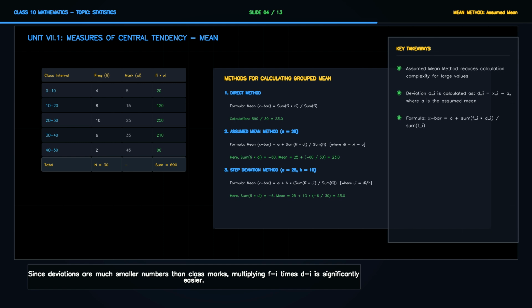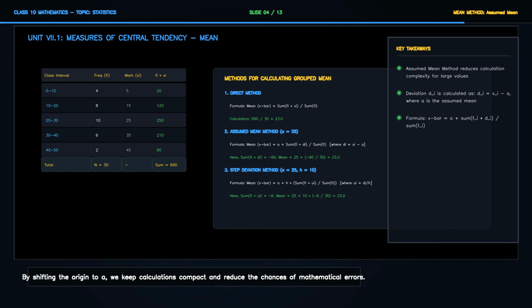The mean, x bar, is then calculated as the assumed mean, A, plus the sum of fi di divided by the sum of fi. By shifting the origin to A, we keep calculations compact and reduce the chances of mathematical errors.